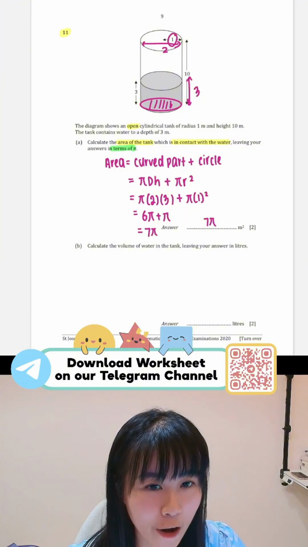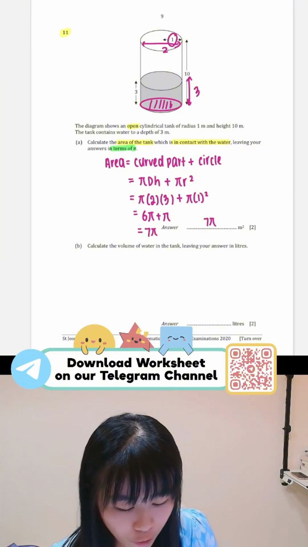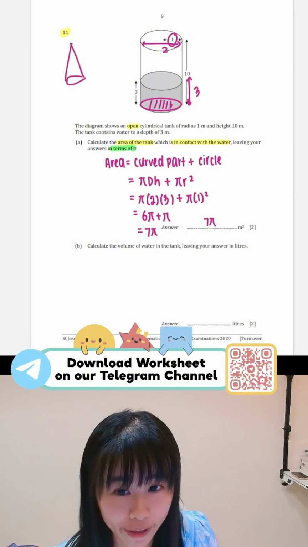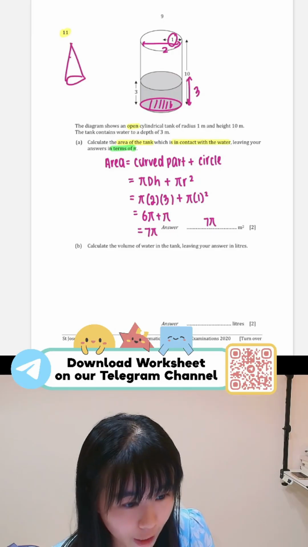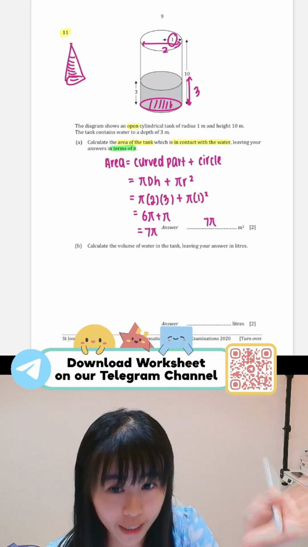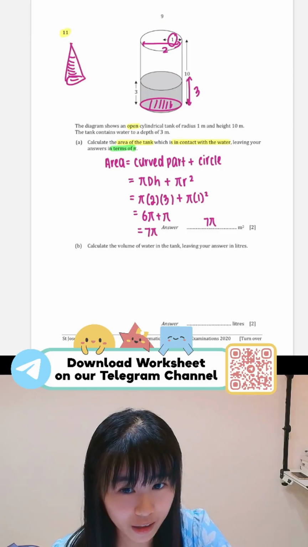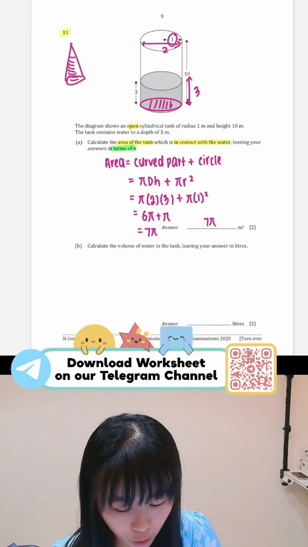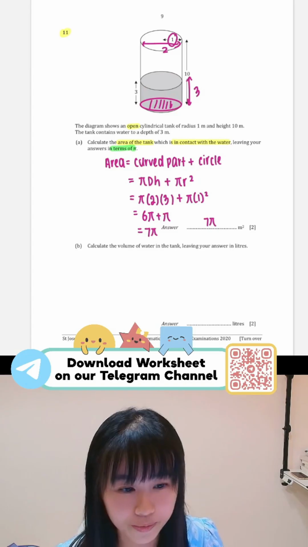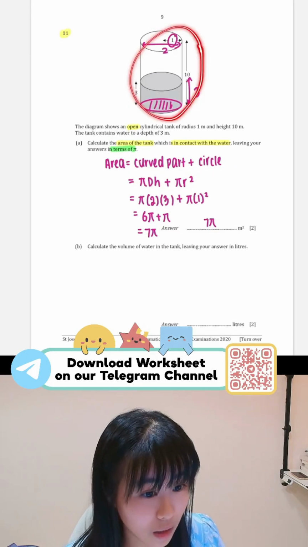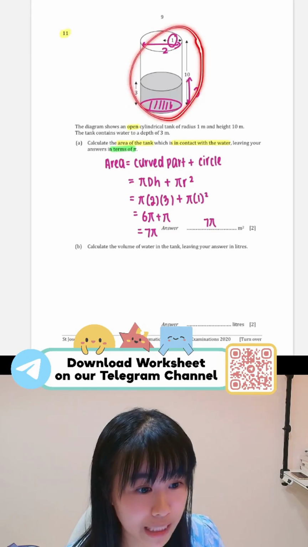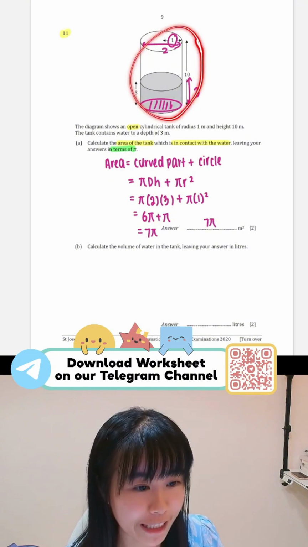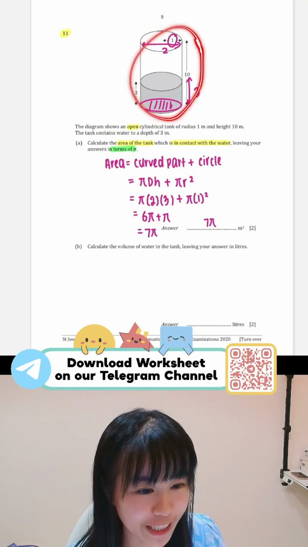You see pi r l, right? I think you are confused with cone. For a cone, then you use pi r l. You learn this in Sec 1, so that's why you never see it in the Sec 2 textbook, because you already learned it in Sec 1. So you need to revise your Sec 1 textbook.